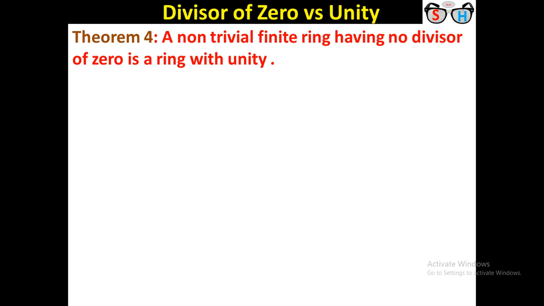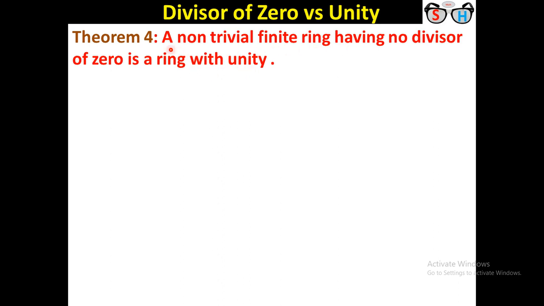If it contains a divisor of 0, then you can get two non-zero elements such that their product must be 0. This means it contains a divisor of 0, but here it contains no divisor of 0. It means the product, that is the multiplication, of any two non-zero elements must be non-zero. However, if the product of two elements is 0, then you can conclude that either of them must be equal to 0 because it contains no divisor of 0. Okay, such a type of ring must contain unity.